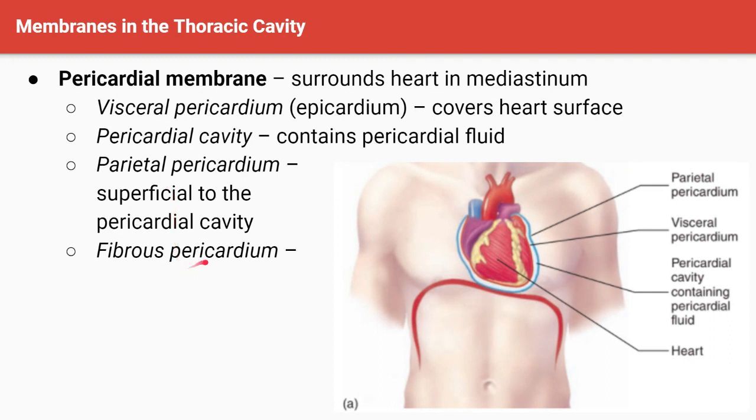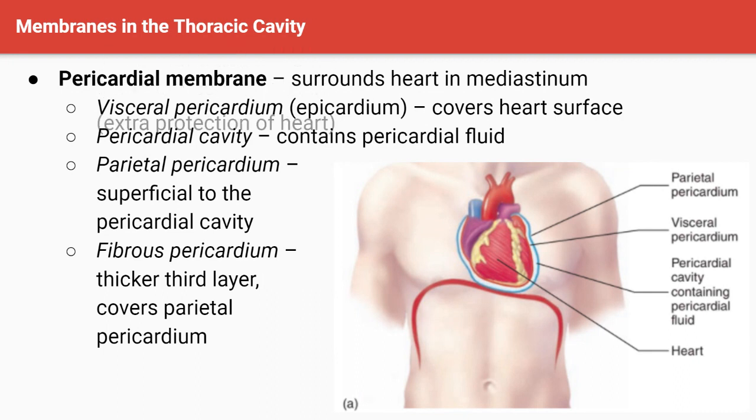So our third membrane around the heart is the fibrous pericardium. Fibrous pericardium is a thicker third layer that's actually on the outside of the parietal pericardium. Okay, this provides extra protection. So the heart's special. This is not going to be the same for all other organs.